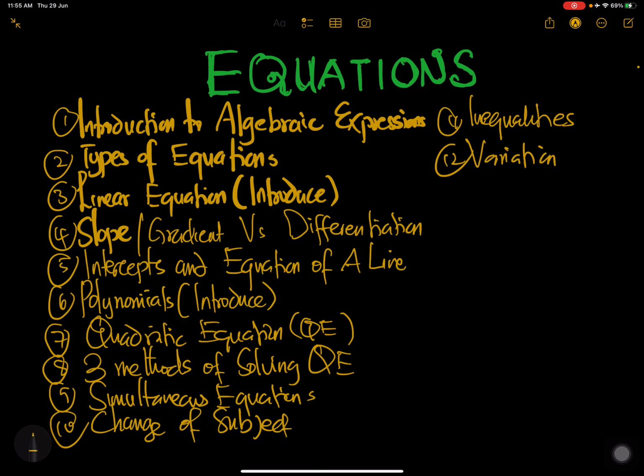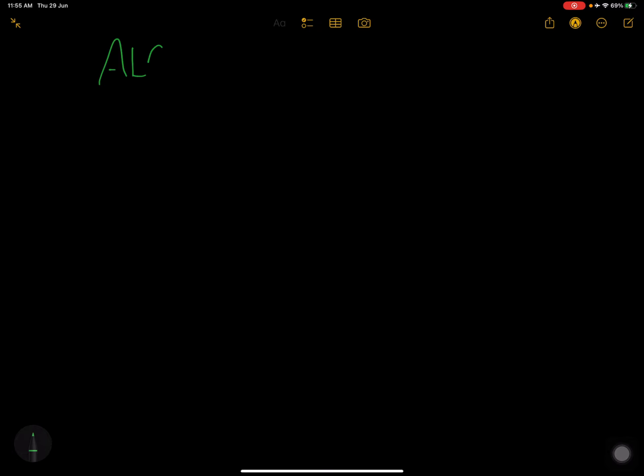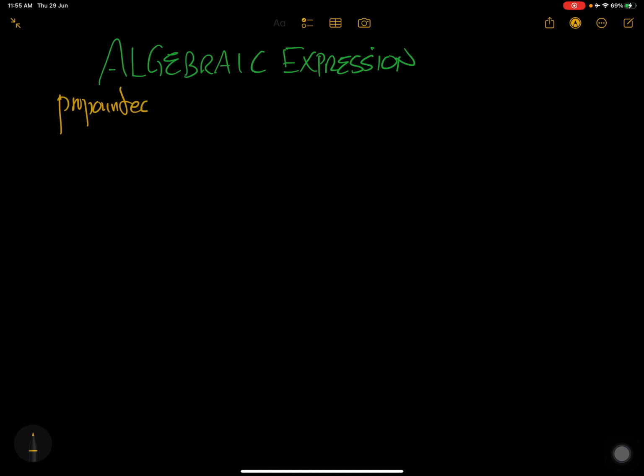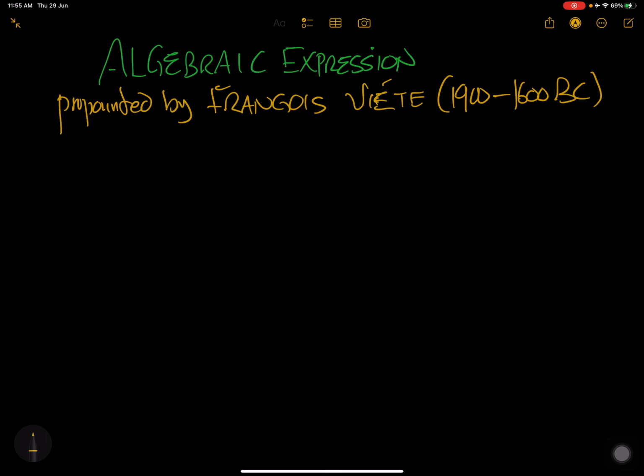So let's start off with algebraic expressions. With algebraic expressions, we said that it's propounded by Francois Viette. I think it depends on the school you and I went to, or probably the country that we live in. Algebraic expressions were propounded by Francois Viette, I think a French mathematician, in the year 1900 to 1600 BC, before Christ.